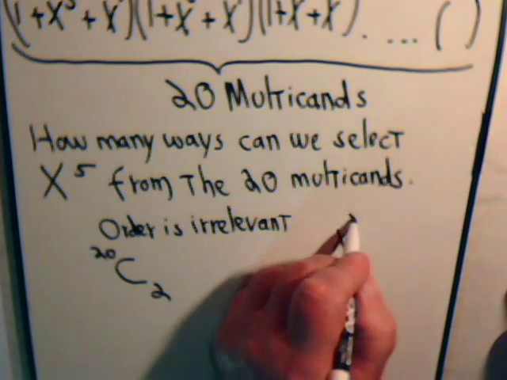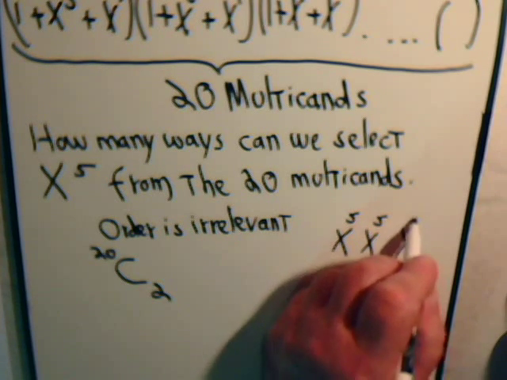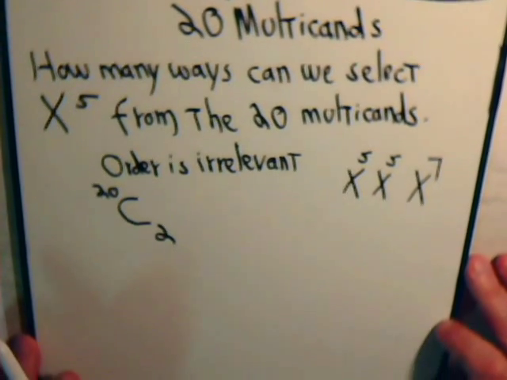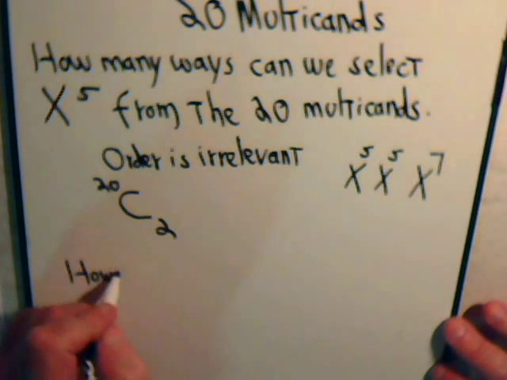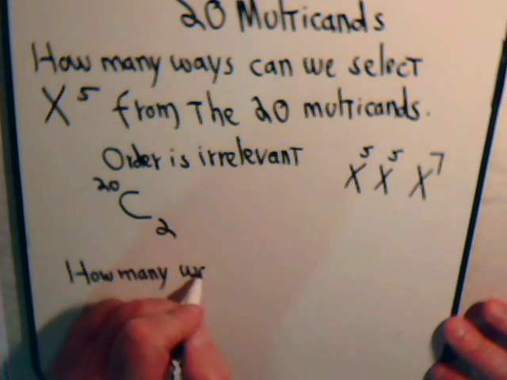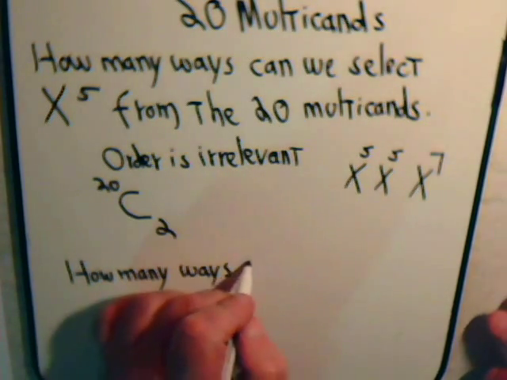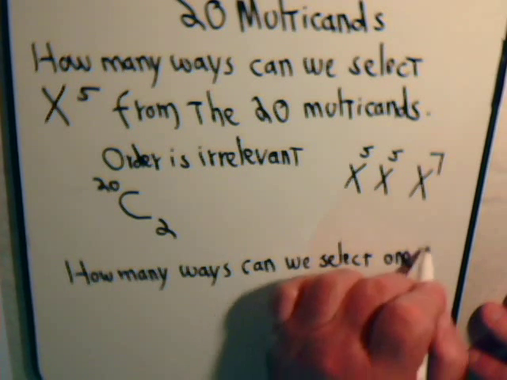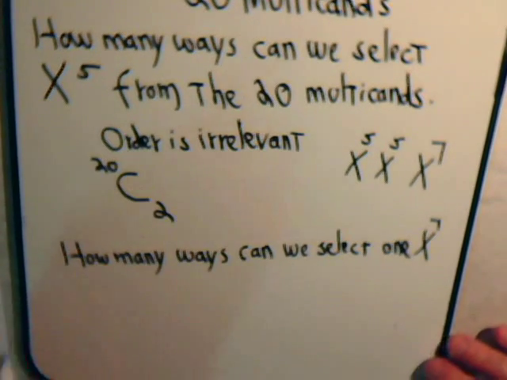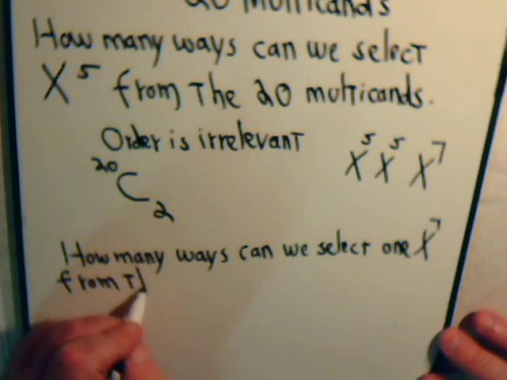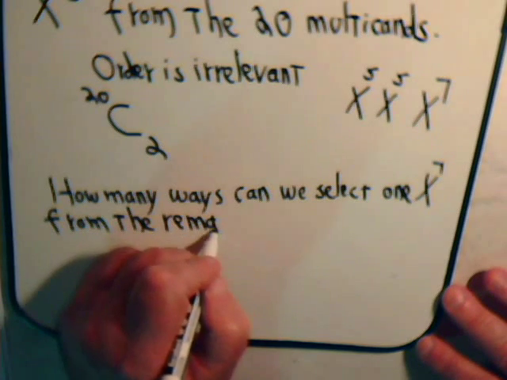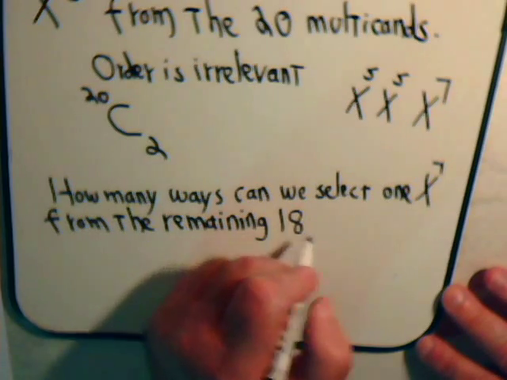Now, we said we had to have x to the 5th times x to the 5th times x to the 7th. So out of these 20, 2 of them have been used already because we picked an x to the 5th from them. So now our question is, how many ways can we select one x to the 7th from the remaining 18 multiplicands?